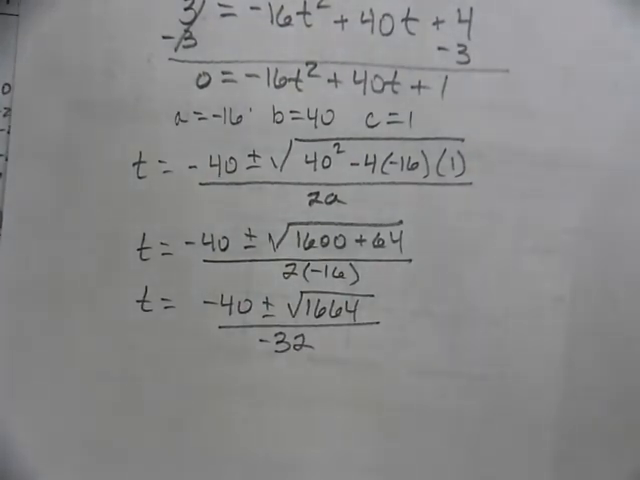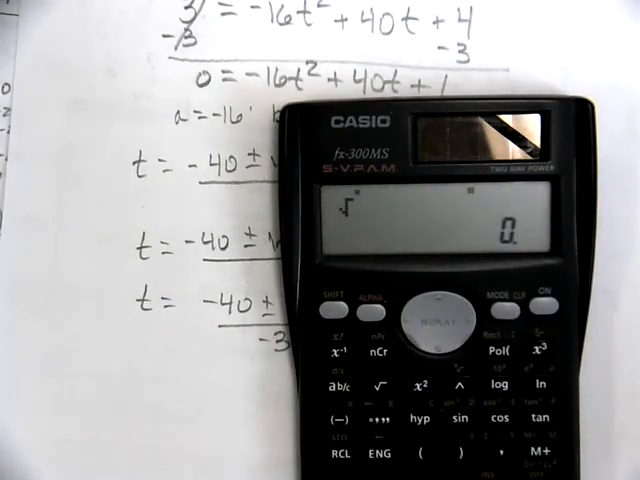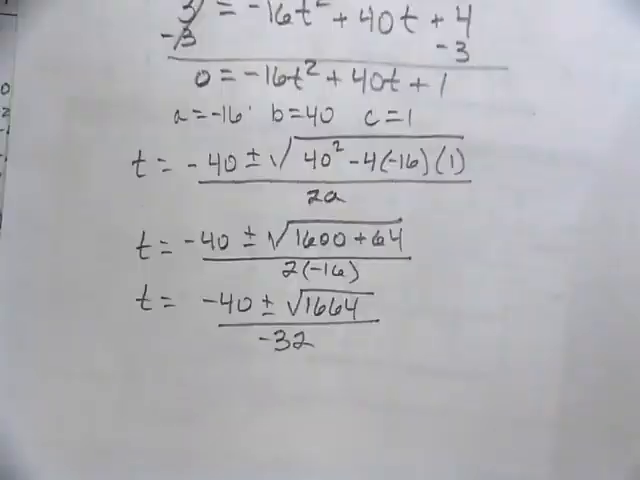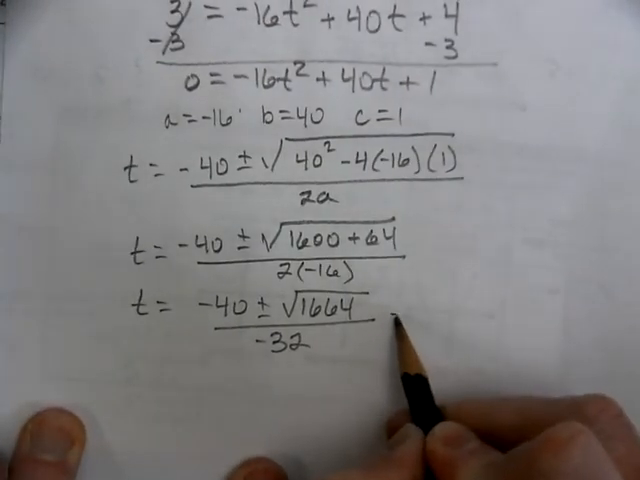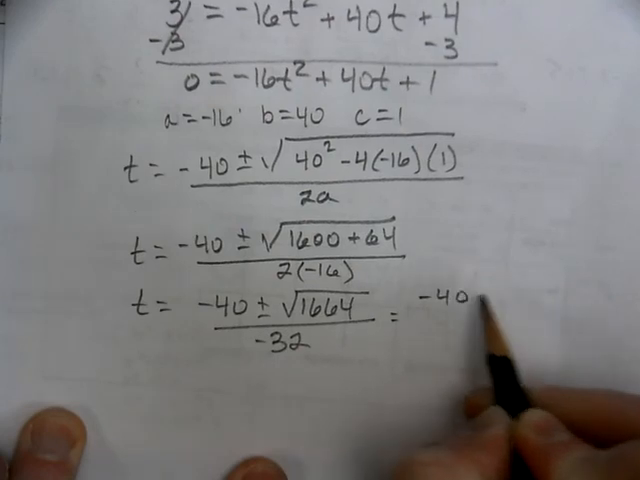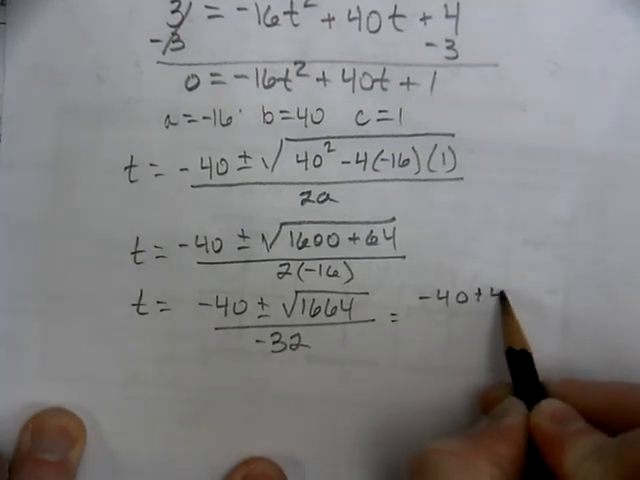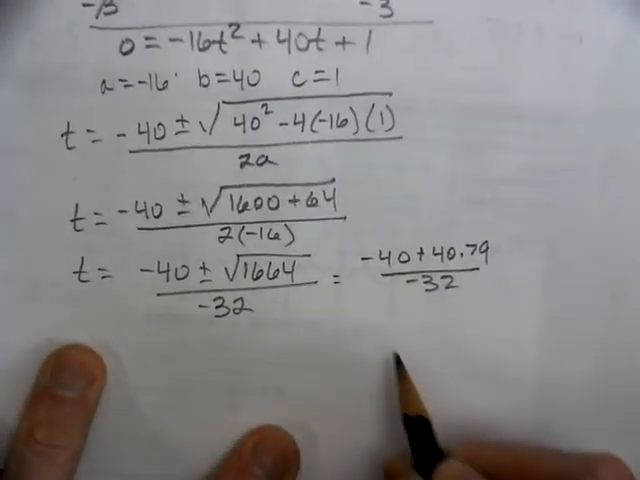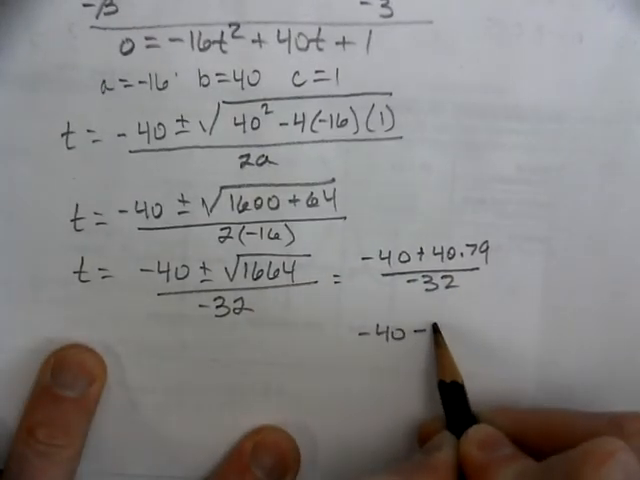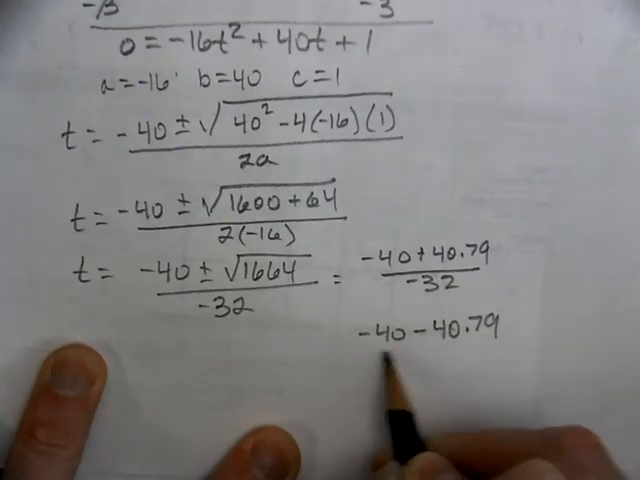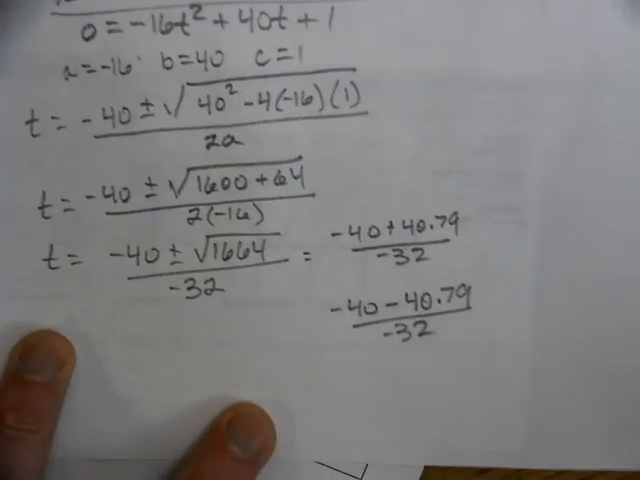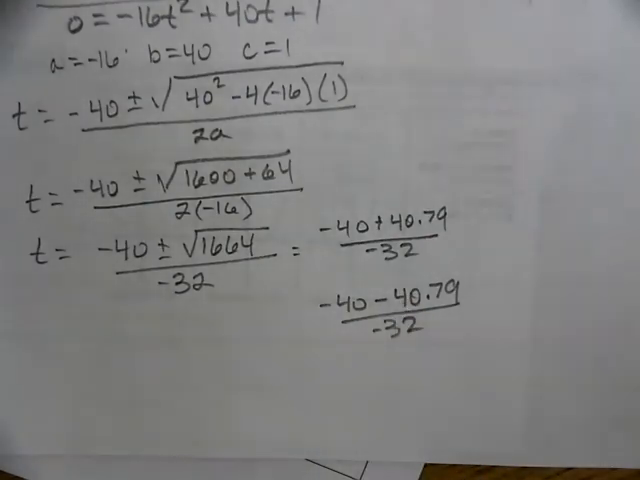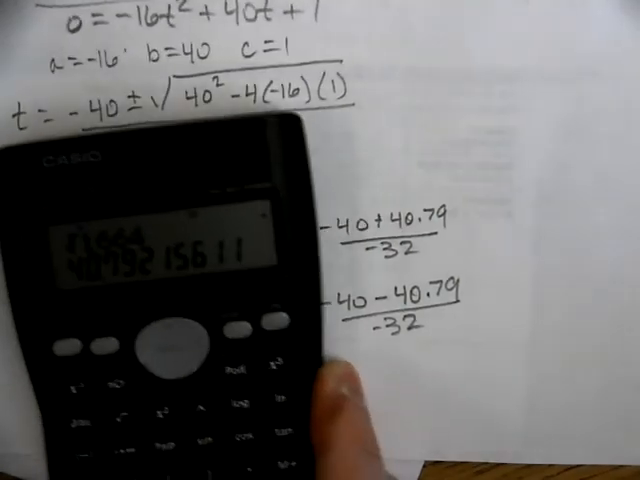Now the square root of 1664 is 40.79. So we're going to have -40 plus 40.79 over -32. And we're going to have -40 minus 40.79 over -32. A lot of times we get confused and we think the negative term is the one we don't want. Watch what happens here.